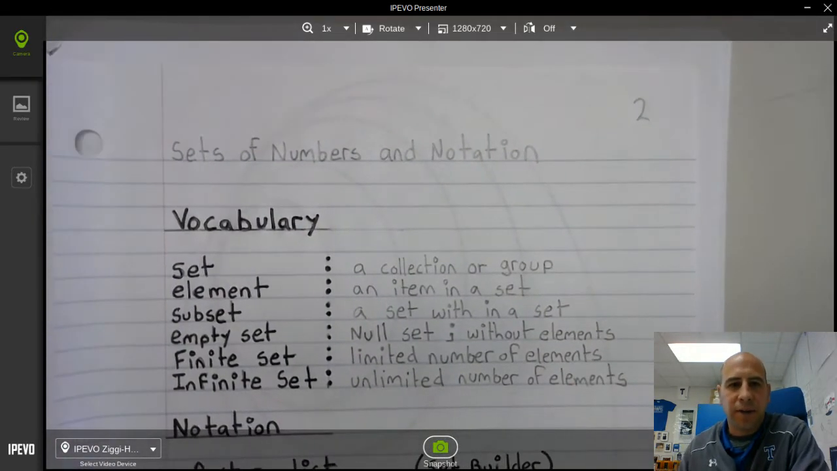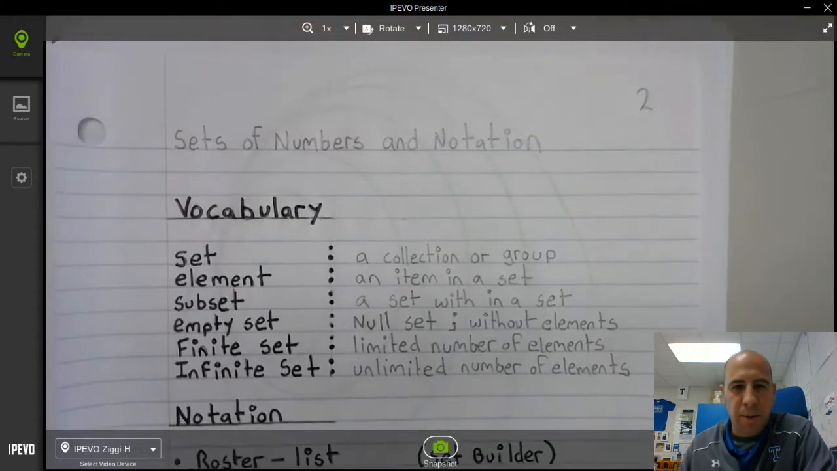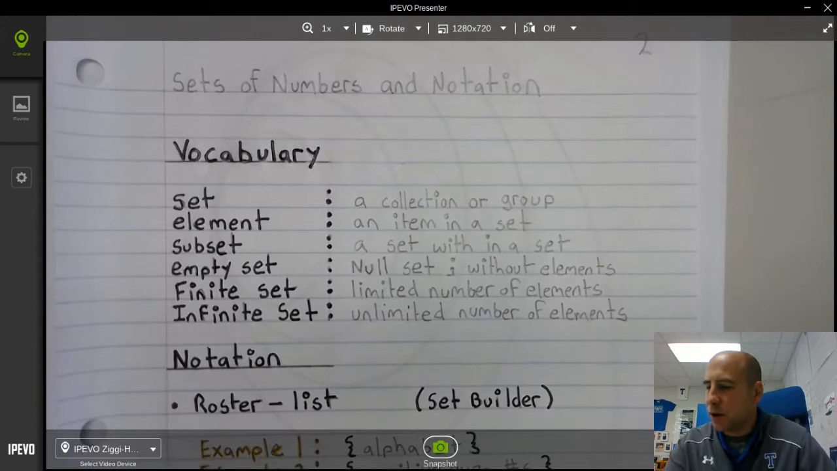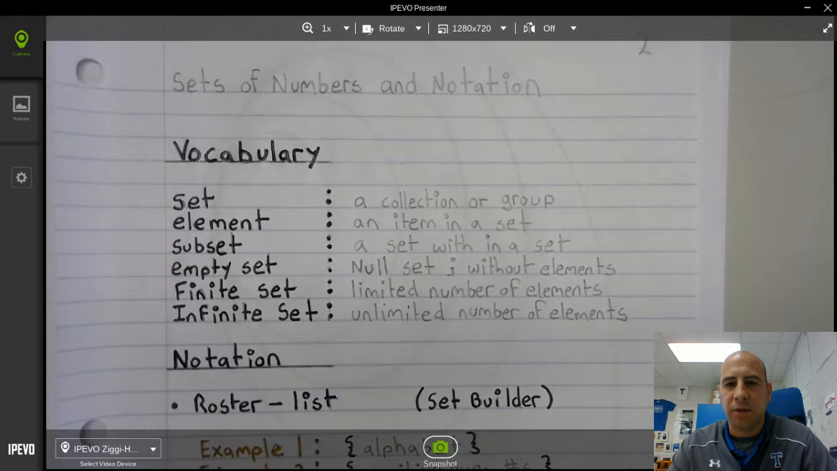So today we're looking at sets of numbers and notation. That's on page 2 in your journal. Let's look at the vocabulary first. We have a set, which is a collection or group, an element, an item in a set, a subset, a set within a set, an empty set, which is a null set without elements, a finite set, which is a limited number of elements, an infinite set, which is an unlimited number of elements.